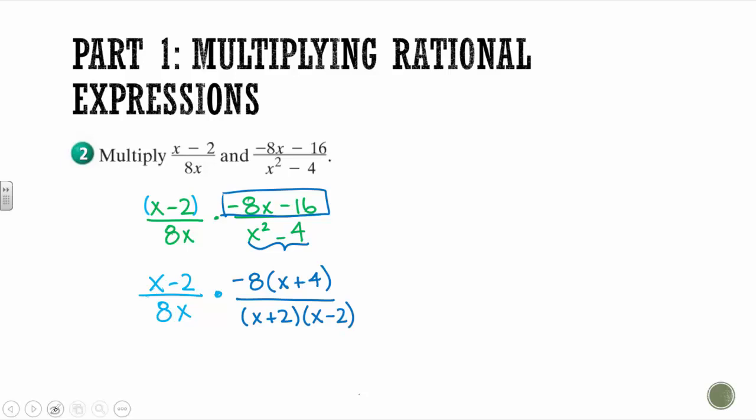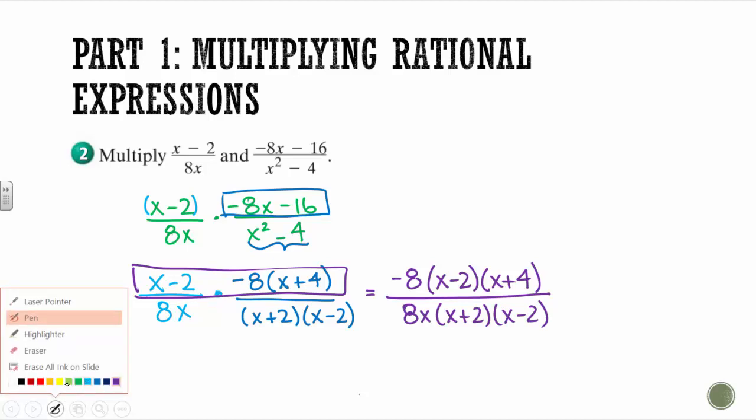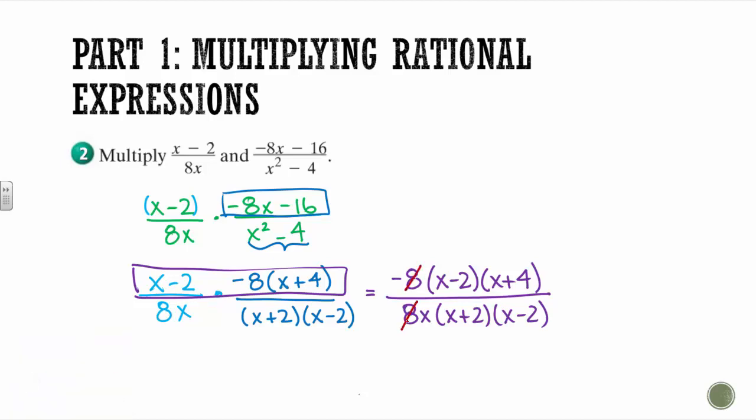So now when I end up multiplying all of this together, we still multiply everything that's on the top together. I'm going to make this look pretty and put the -8 first. And then I have an x minus 2 and an x plus 4 all on the top. And then in the denominator, I have an 8, an x plus 2, and an x minus 2. And now we get to cross off anything that they have in common. So they both have an 8, we'll get rid of that, and they both have an x minus 2, we'll get rid of that. And that's it, that's all they have in common.